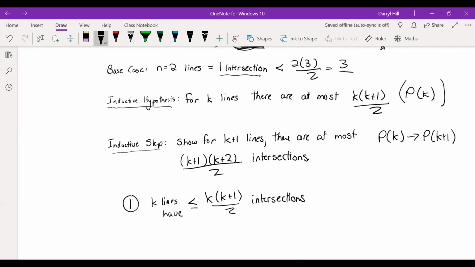Sorry, my pen seems to be, there we go. I think one of my buttons is sticking. So, assumption.